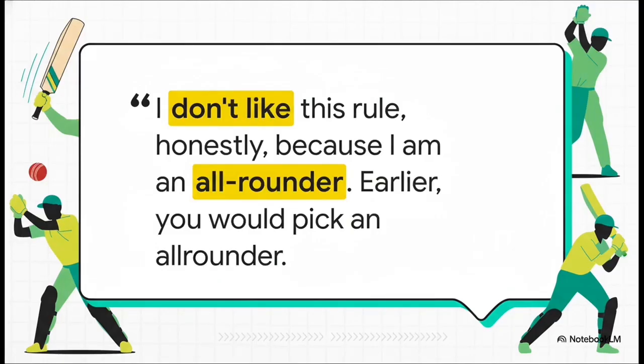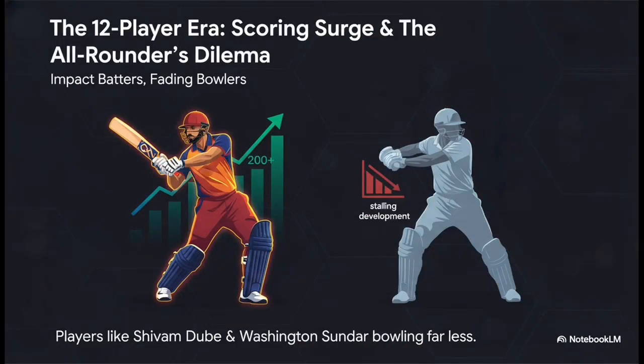You know what? This isn't just a theory. We have started seeing it happen right in front of our eyes. You've got guys like Shivam Dube and Washington Sundar, players who got picked for the Indian national team because of their all-round ability. But in the IPL, they hardly ever get a chance to bowl. They are just being used as specialist impact batters to come in and smash a few sixes. And it's a huge worry because their development as bowlers is basically hitting a wall.